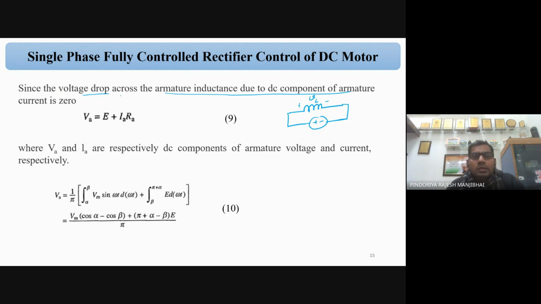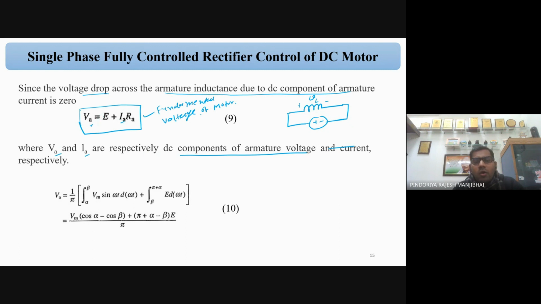Since the voltage drop across the armature inductance due to the DC component of the armature current is 0, we can say VA equal to E plus IA RA. This is the fundamental voltage equation of the motor, where VA and IA are respectively the DC component of the armature voltage and the armature current.